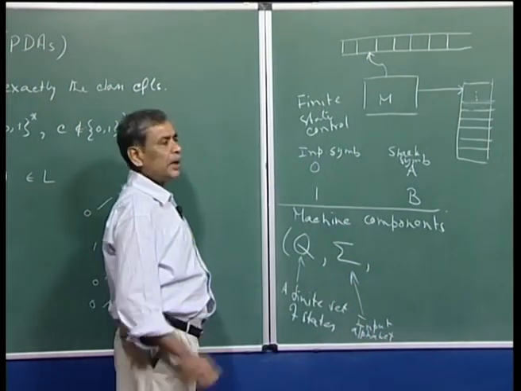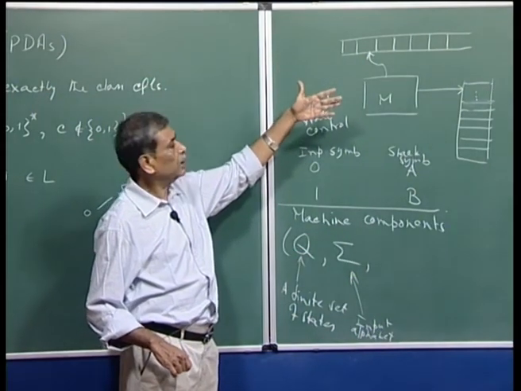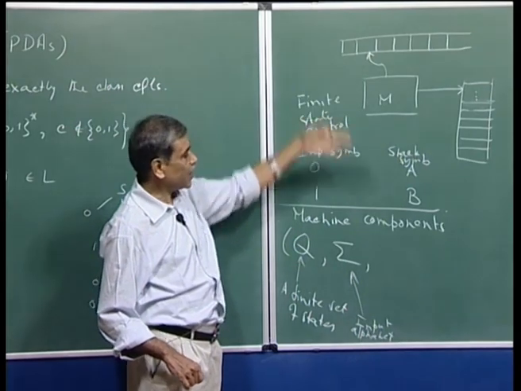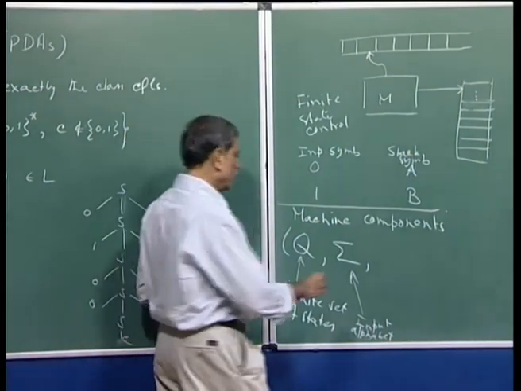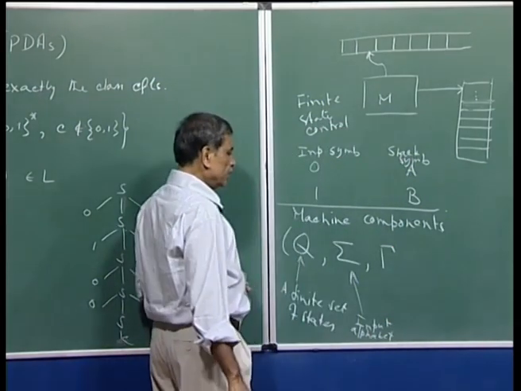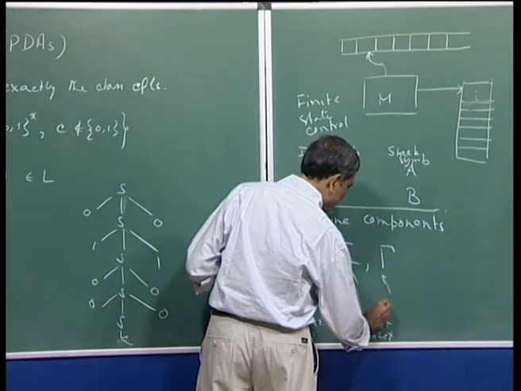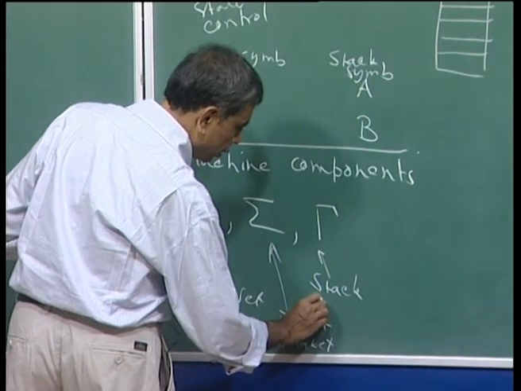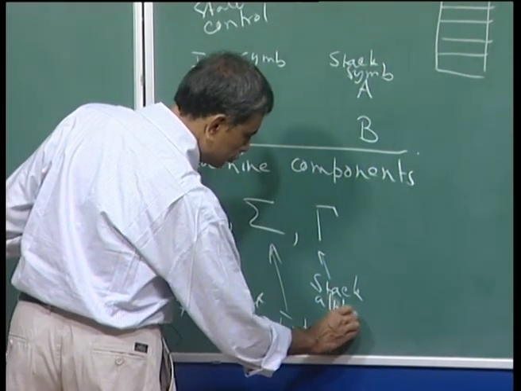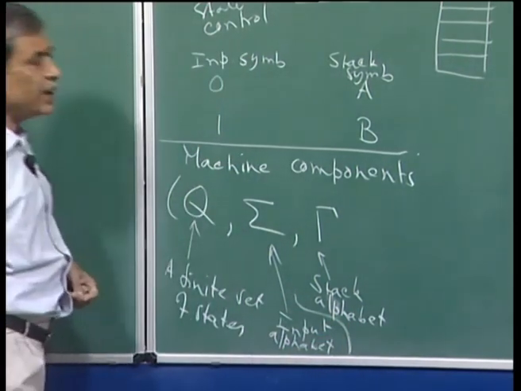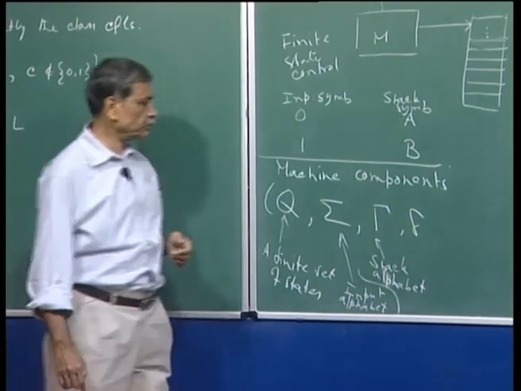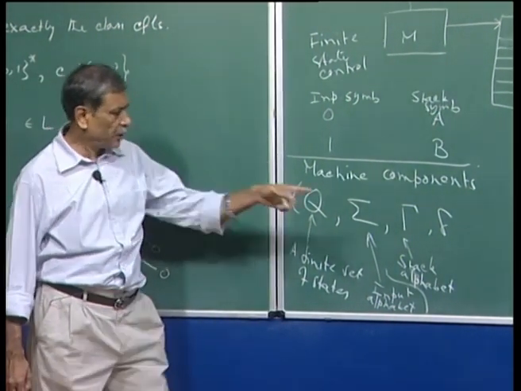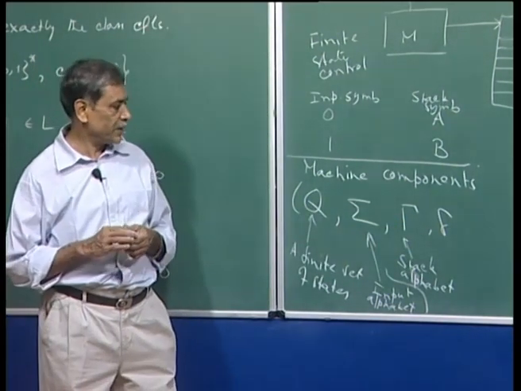Then you are also writing strings on the stack. You are reading the top of the stack and so on, you are writing something on the stack. So, the stack has its own set of symbols or an alphabet. So, let me call this the stack alphabet, which is capital gamma. Then the machine is making moves. For that move we must follow a certain transition function, and that we will call delta, and we'll see exactly what is the form of this delta.